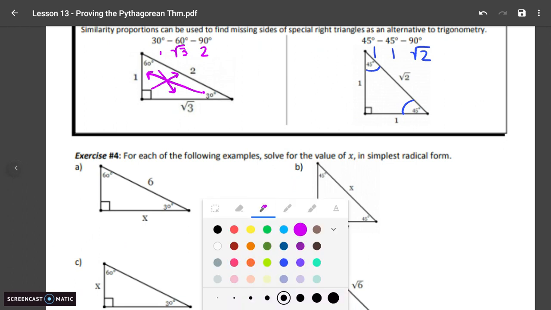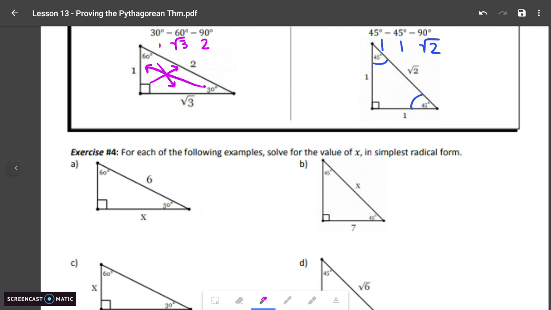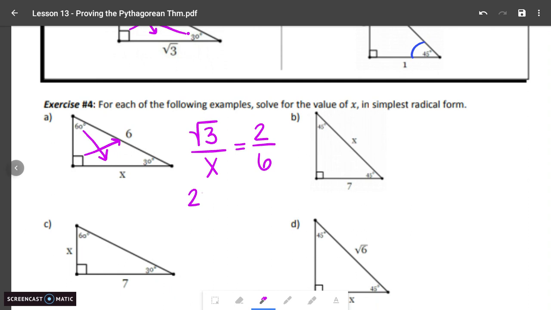So that being said, one thing I can do is set up a proportion. So see how this piece is across from the 60? That would go with a radical 3 over x, while this piece across from 90 would go with 2 over 6. And when we cross multiply, we end up with 2x equal to 6 radical 3. And when I divide both sides by 2, we get x equal to 3 radical 3. And that's our missing side here.